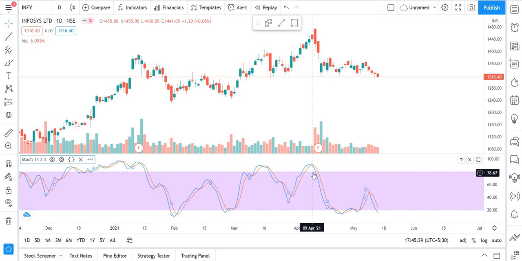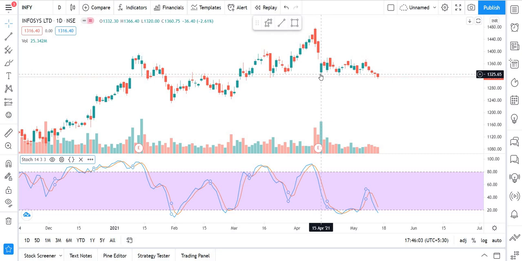There are a lot of people who have bought the particular stocks, and now this is the time that prices will fall. Here you can see the stochastic has gone above the 80 line, which means the prices were in the overbought zone. You can see here the prices have made a high on the daily chart, and after that, what has happened? You can see the prices have fallen.